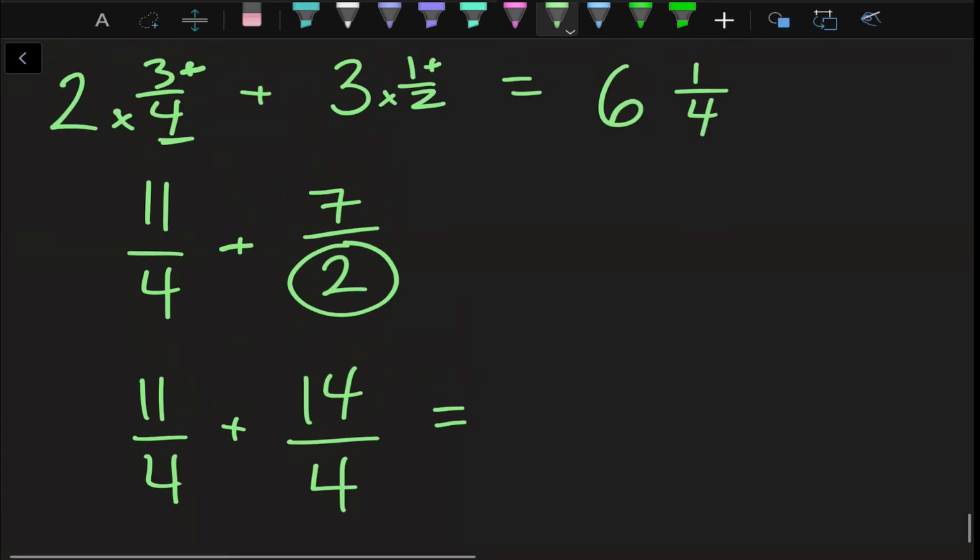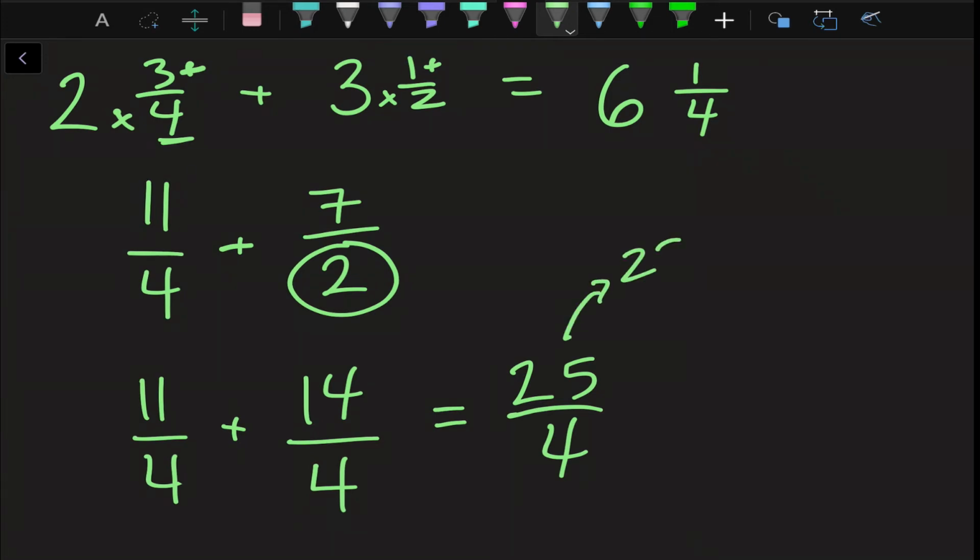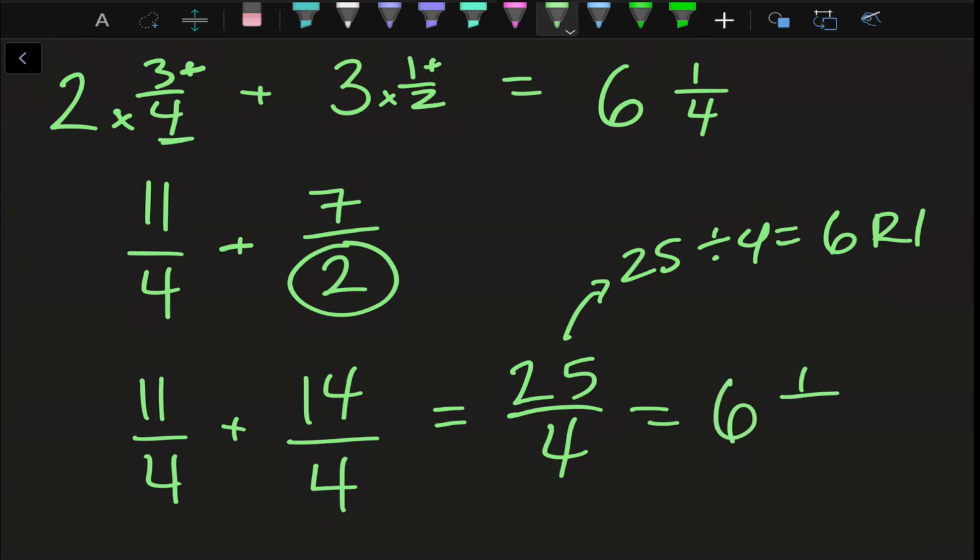And if we add those together, we get 25/4. And then we're just going to change them into a mixed number. So I get 25 divided by 4 is equal to 6 with remainder 1. And that gives us 6 with 1 over original denominator 4 as our answer.